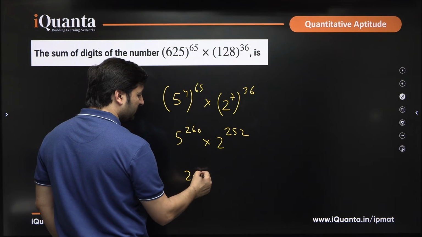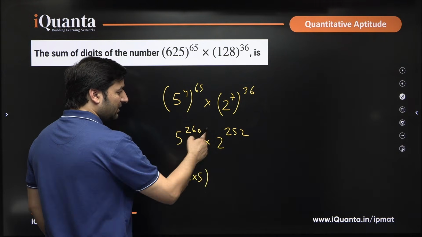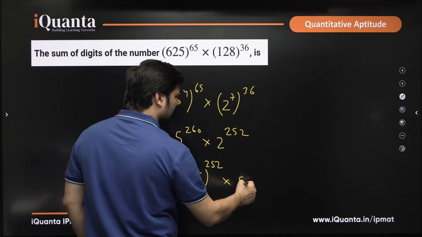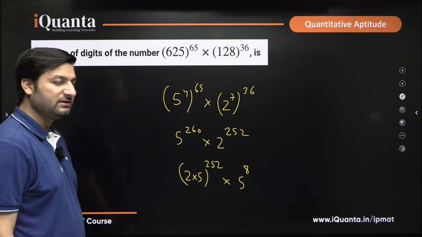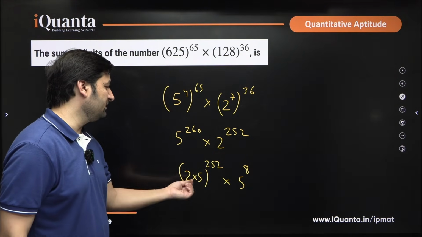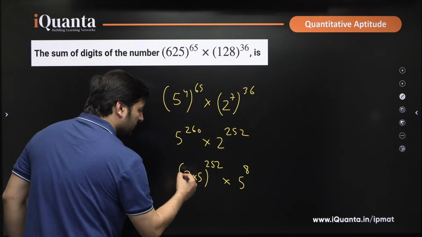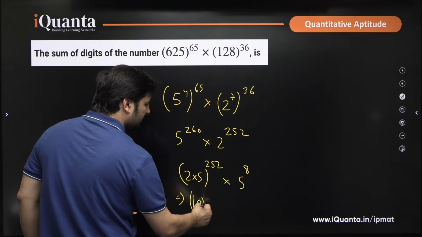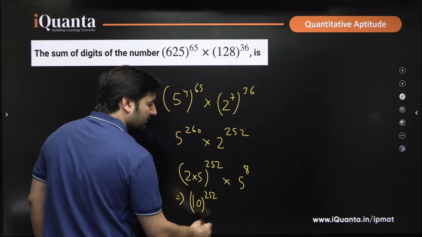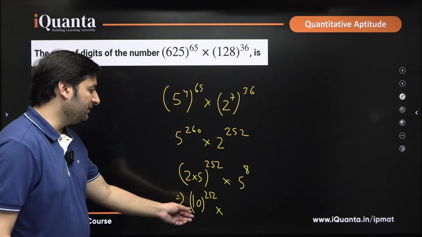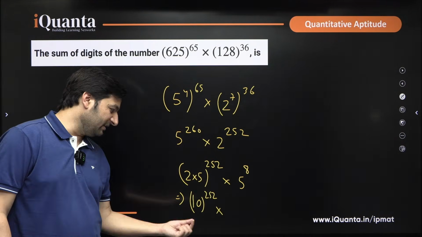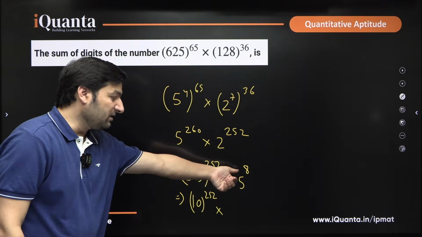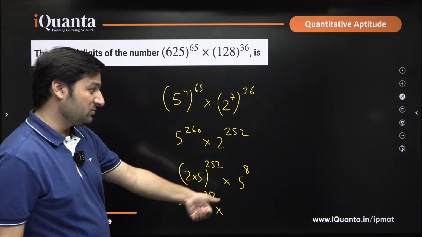We know that if I multiply 2 and 5, I get 10. So, 2 into 5, 2 into 5, the maximum power I can take common is 252. There will be some powers of 5 which are extra, 5 to the power 8, isn't it? Because 5's total power is 260, 2's total power is 252. 2 into 5 is 10. So, that means there will be 10 to the power 252. 10 to the power 252 will eventually have one digit as 1, while there will be 252 zeros. Yes or no?